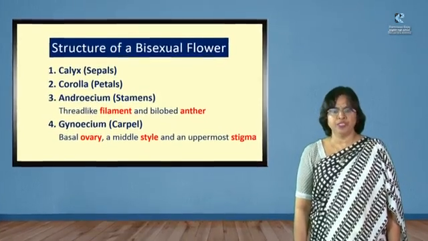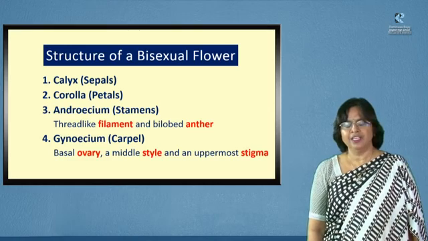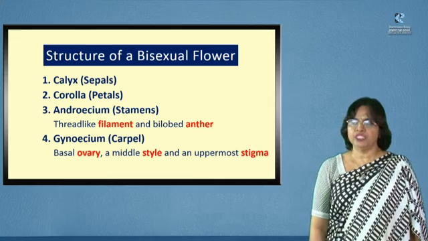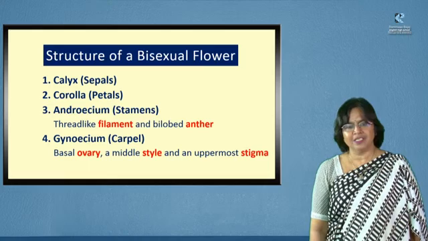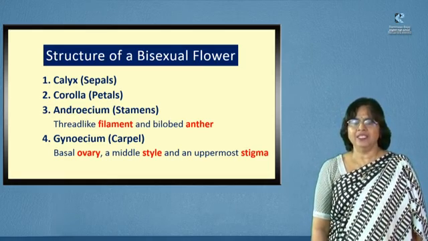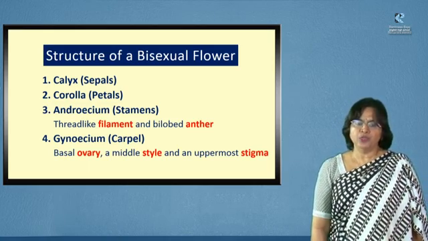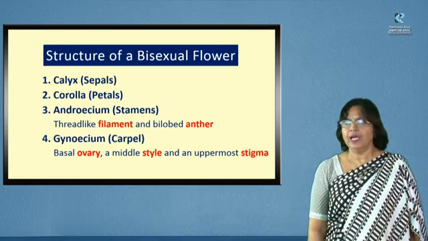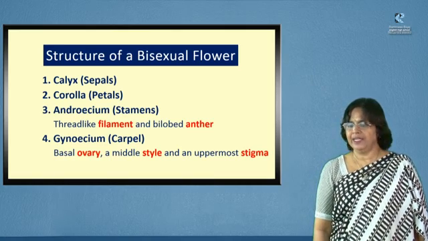Just to help you review some words, calyx makes up the outermost whorl, made up of sepals. Corolla makes up the next whorl, made up of petals. Androecium is the third whorl going inside. It is made up of stamens, and each stamen is further made up of a thread-like filament and an anther, which may often be bilobed. The innermost whorl, called gynoecium, is also called carpels, made up of carpels, and a carpel in turn is made up of an ovary, a style, and a stigma.